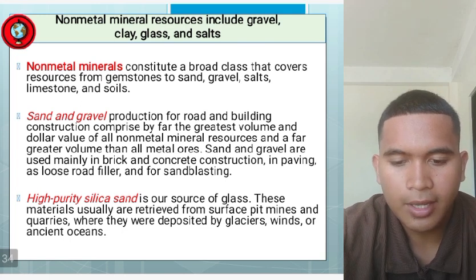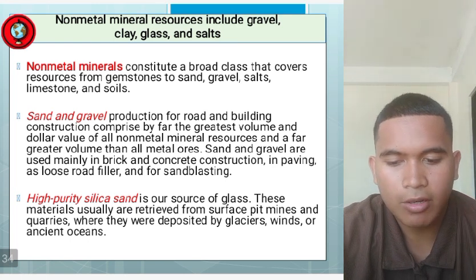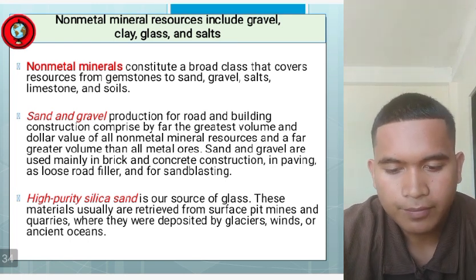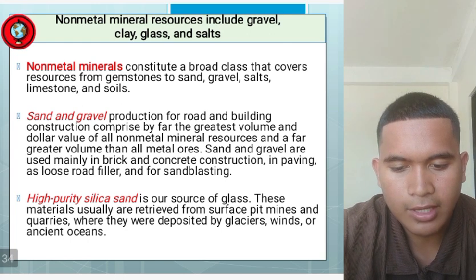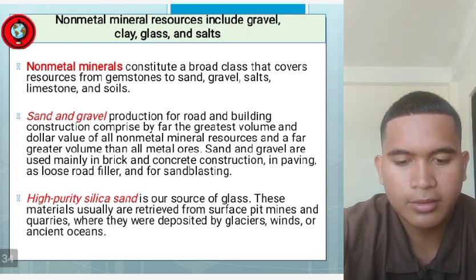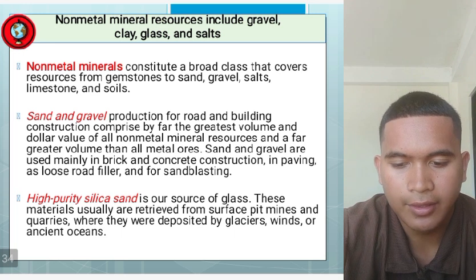High purity silica sand is our source of glass. These materials usually are retrieved from surface pit mines and quarries, where they were deposited by glaciers, winds, or ancient oceans. So high purity silica is a source of glass. The glass is made of silica sand.